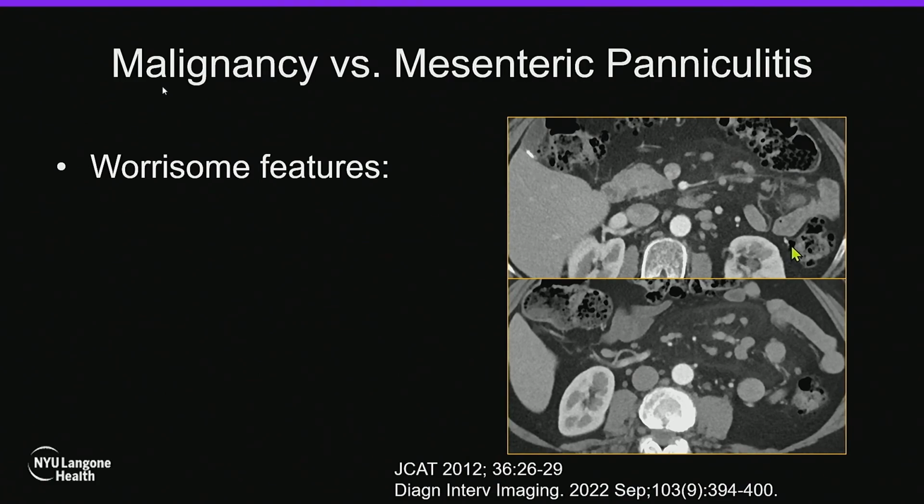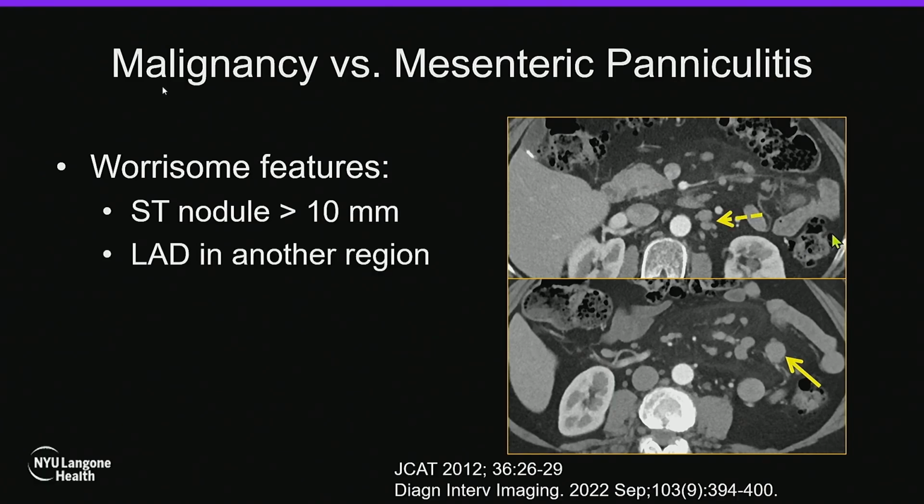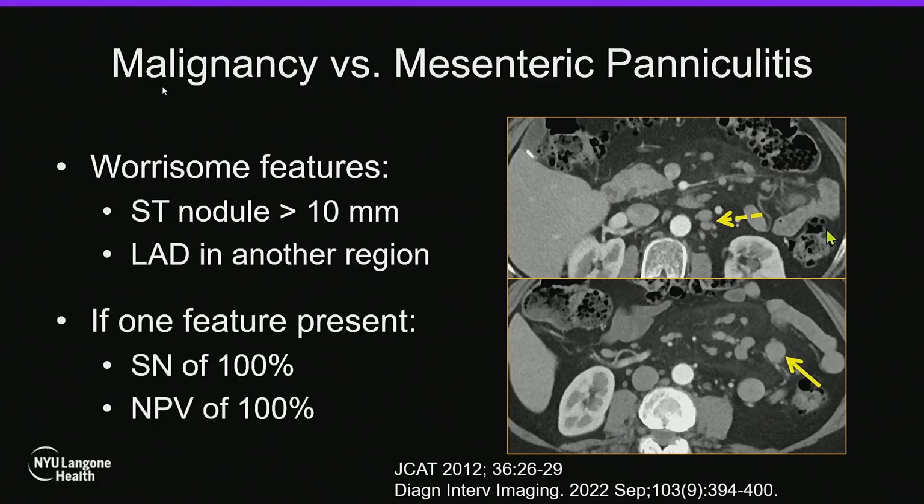So what are the worrisome features? We've kind of already alluded to them. One is lymph node size. If it's 10 millimeters or more in shortest axial dimension, you definitely want to be working that up. And you certainly want to be looking for lymphadenopathy in other regions, because if you have it outside of the mesentery, that's concerning as well. The literature has shown if one of these features is present, you have a sensitivity of 100% and a negative predictive value of 100%.